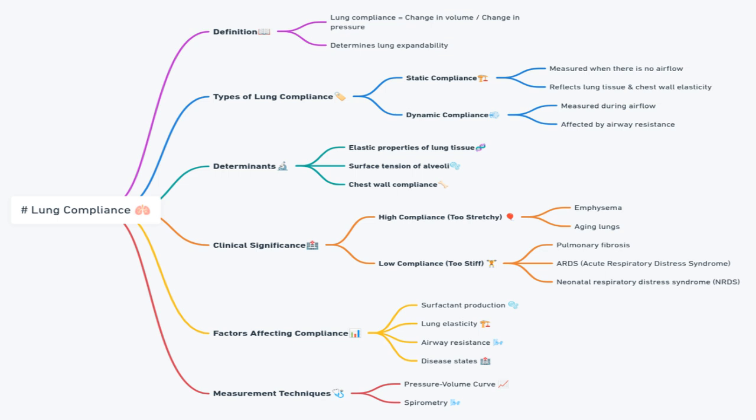Again, remember that poor compliance is seen at low volumes because of difficulty with initial lung inflation, and at high volumes because of the limit of chest wall expansion. Best compliance is in the mid expansion range. Application is in PEEP in mechanical ventilation.